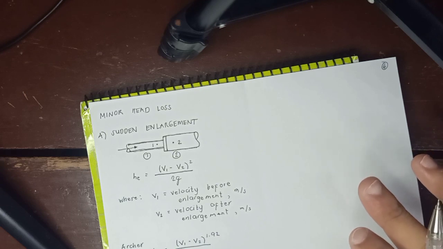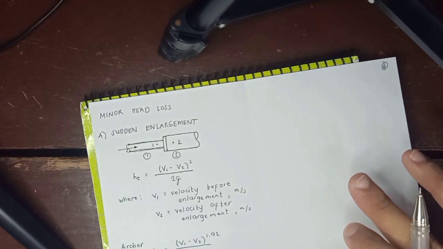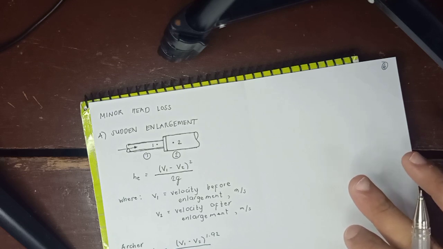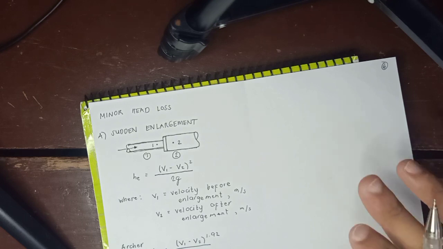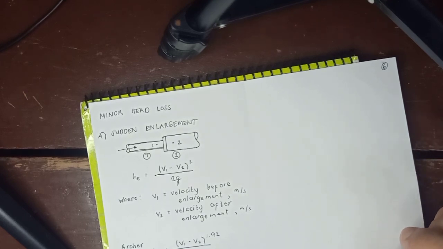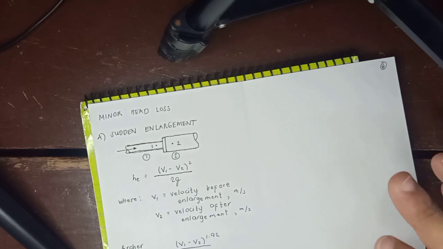These losses can usually be neglected if the length of the pipeline is greater than 1,500 times the pipe's diameter. However, in short pipelines, because these losses may exceed the friction losses, the minor losses must be considered. So that's why, sudden enlargement. As you can see, section 1 and section 2 are pipes with different diameters.